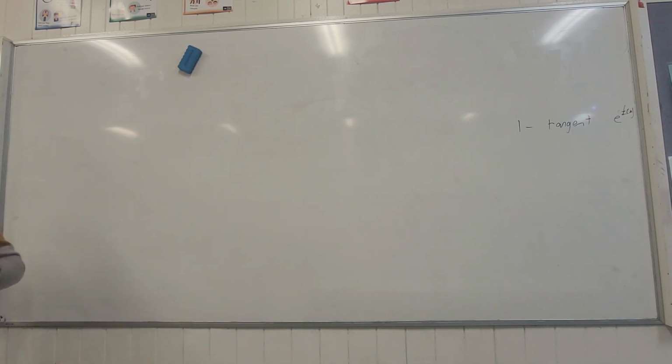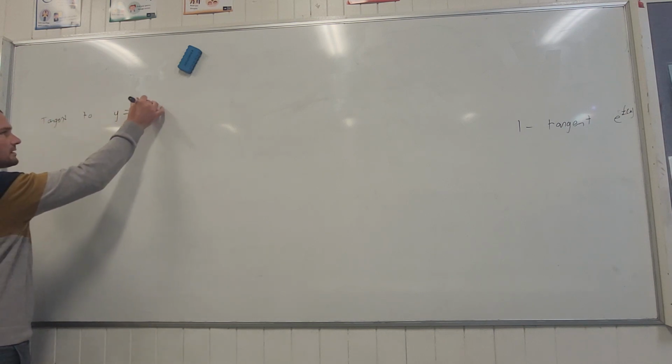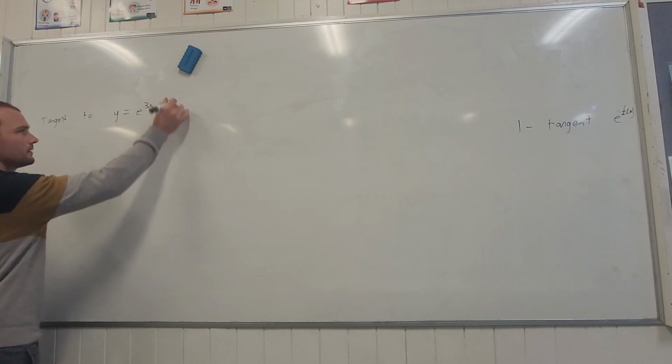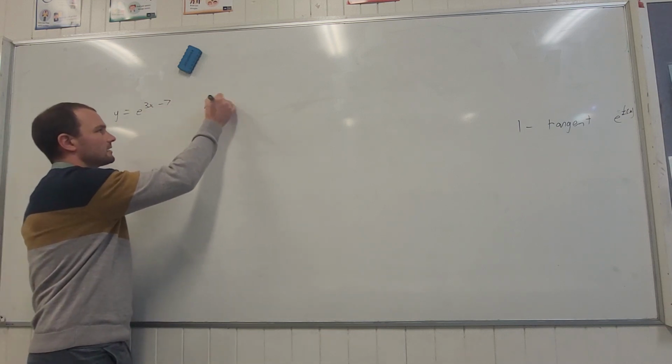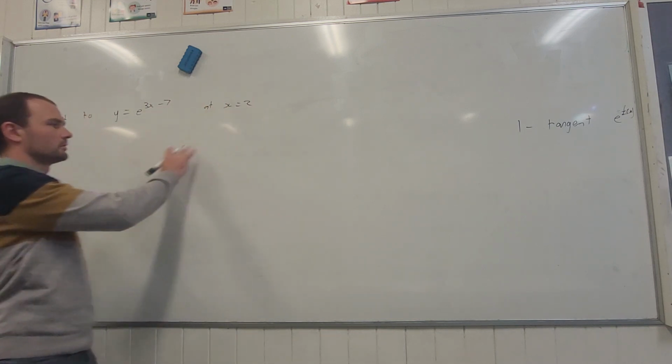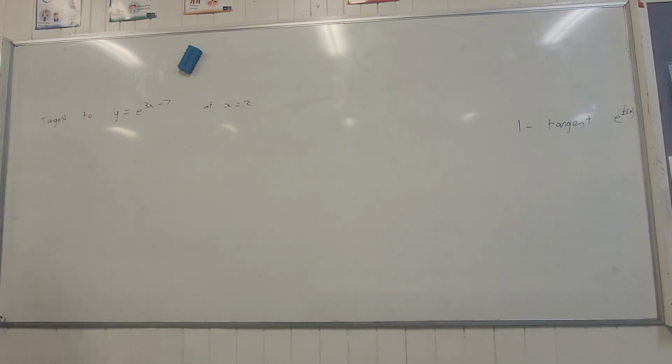So it might be something like, I think this might have been in the 2019 test, I can't remember what I was looking at, but it was like, find a tangent to y equals e to the 3x take 7 at x equals 2. Alright, and in exact form. So it doesn't want you to round it, just wants you to find it. So that's the first problem, something a bit similar to that.